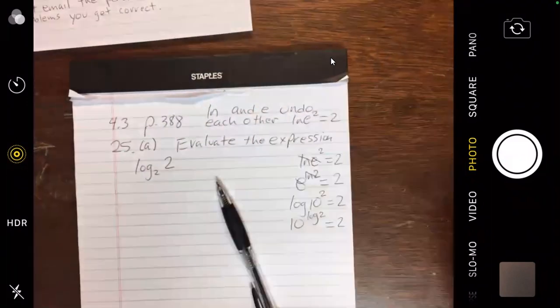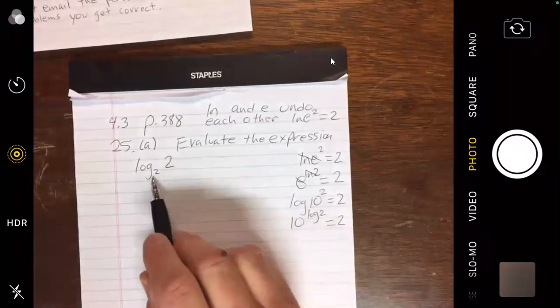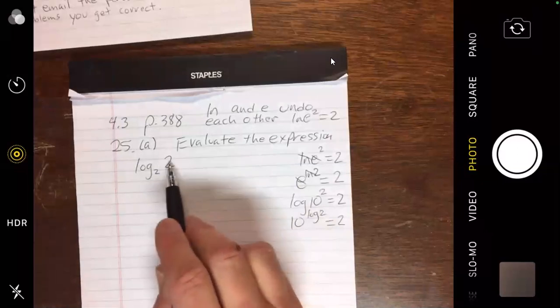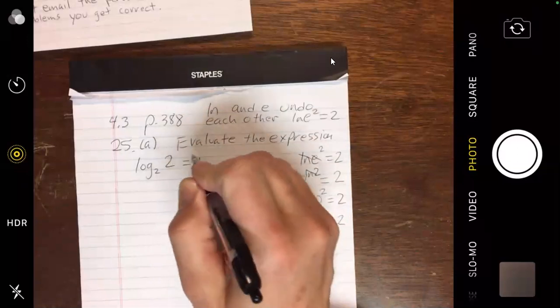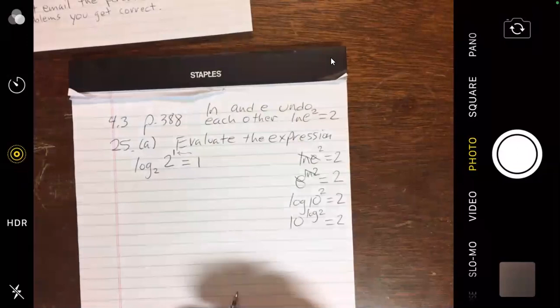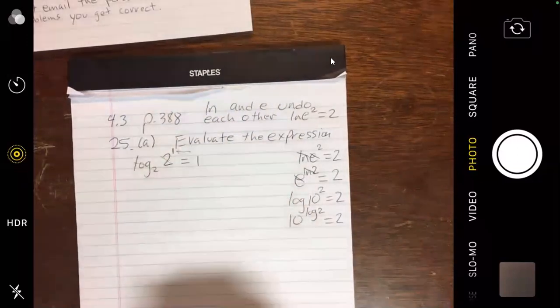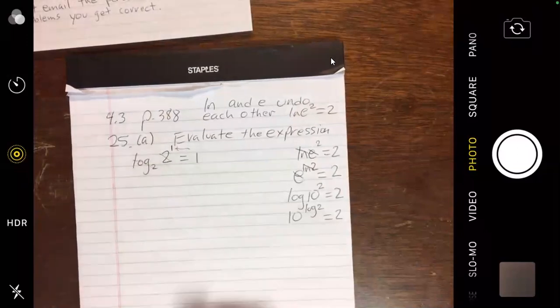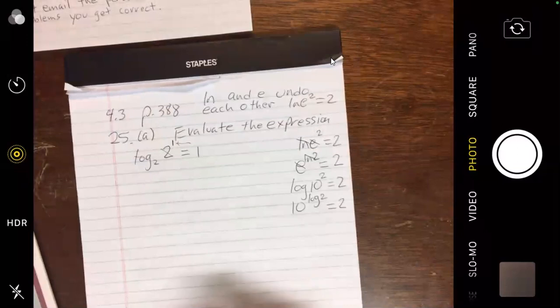I hope that's enough to convince you that when you go to any other base number, the base undoes the exponent with that base. And so you are going to get 1 out of this because 1 is the exponent, as these undo each other. This should be a review of college algebra. I hope everybody remembers this.